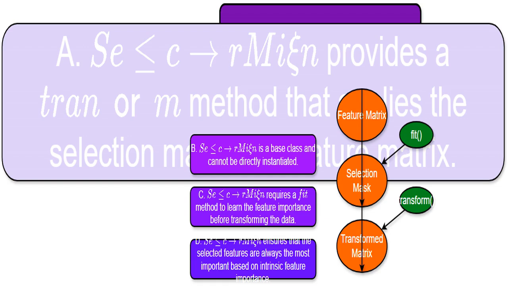The transform method is where the magic happens. After you've identified which features are important, using the fit method, the transform method applies those selections to your data. It's like using a stencil to keep only the parts of the picture you want. The input is your feature matrix, all your data's features, and the output is a transformed matrix, only the selected features.